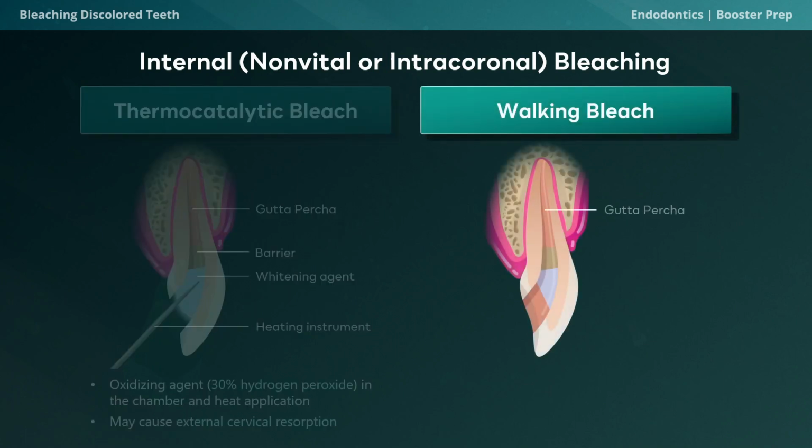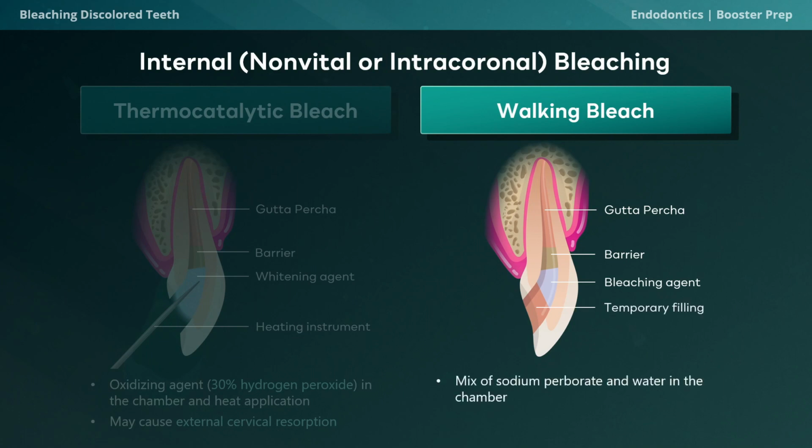Our next technique is the walking bleach method, which is actually the most commonly used technique for internal bleaching. Here, a mixture of sodium perborate and water is nestled into the tooth chamber. The patient then takes a dental walkabout for a few weeks, allowing the mixture to do its magic before checking back in. It's a less aggressive approach compared to its heat-driven cousin, and it's often preferred for its ease and effectiveness.